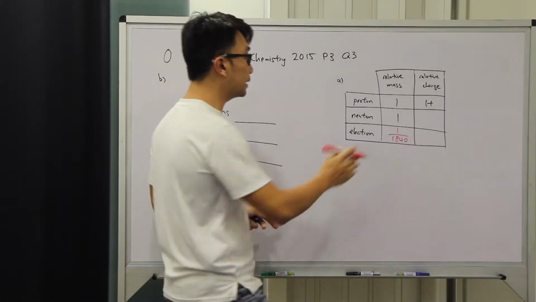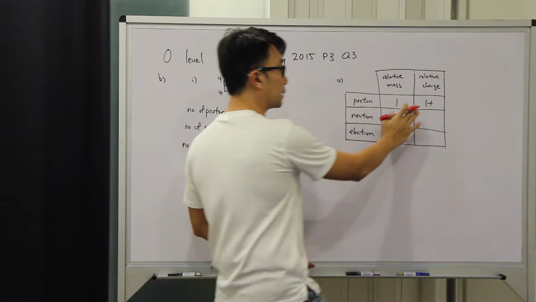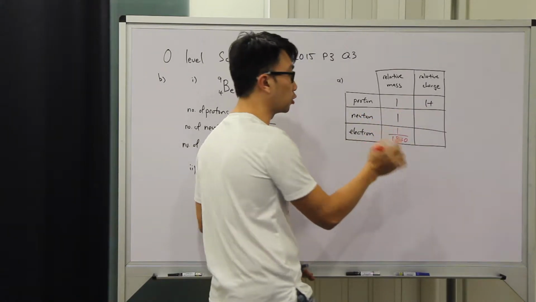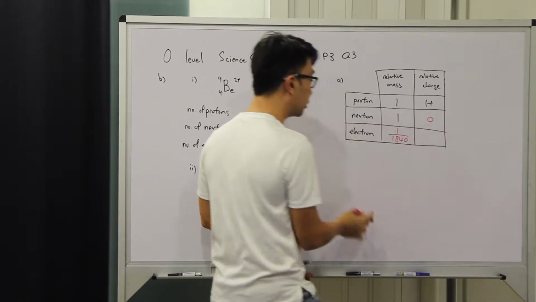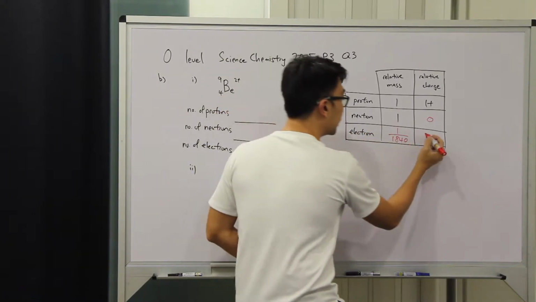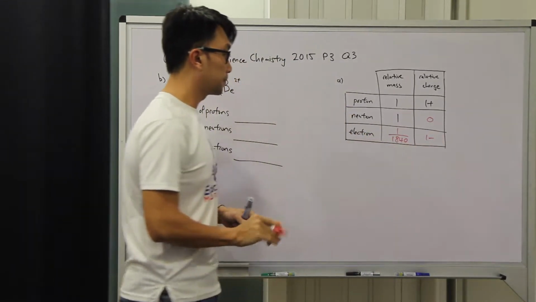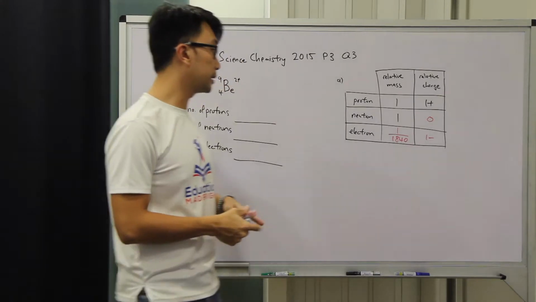Alright, next we have relative charge. For proton, it's a +1. For neutron, it has got no charge, so it will be 0. And for electron, it will be a 1 minus charge. Alright, so this is how we fill in the table.